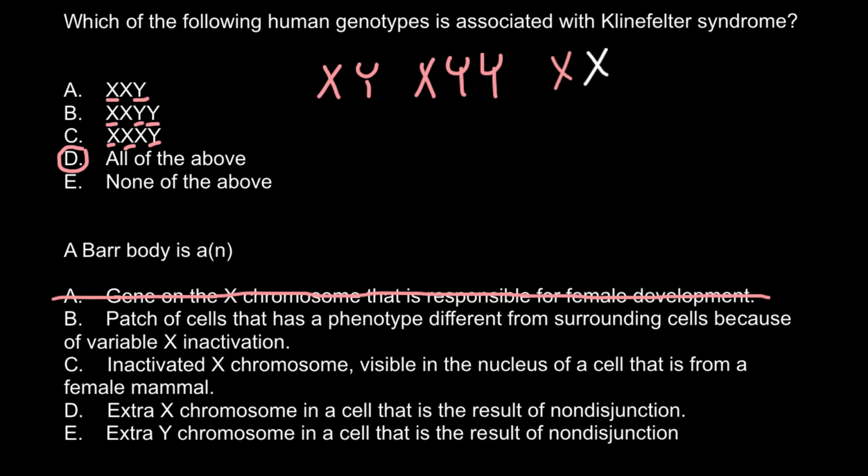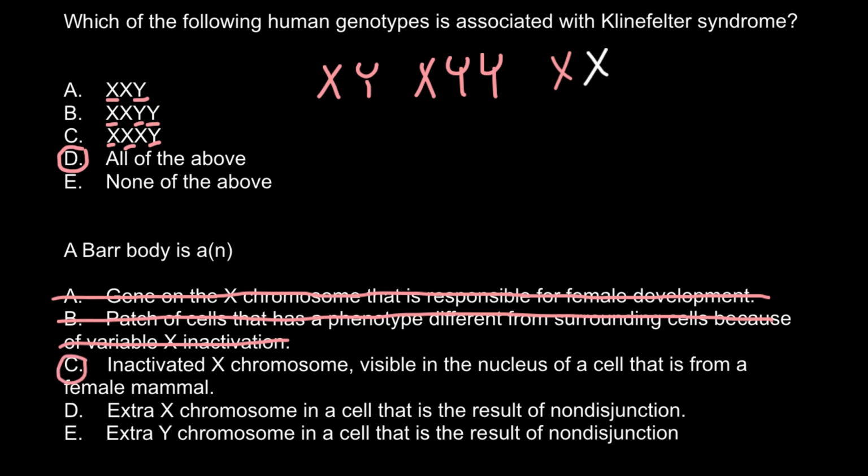So this has some meaning, but answer B doesn't explain what a Barr body is, so we have to cross out this answer. And answer C, an inactivated X chromosome visible in the nucleus of a cell that is from a female mammal. And this is the correct answer.